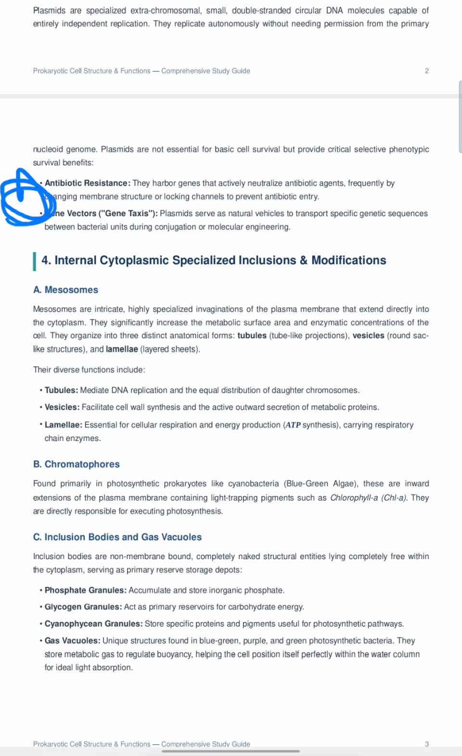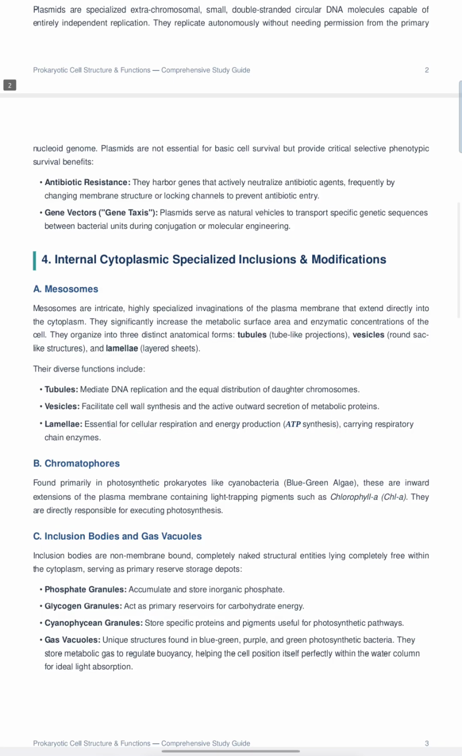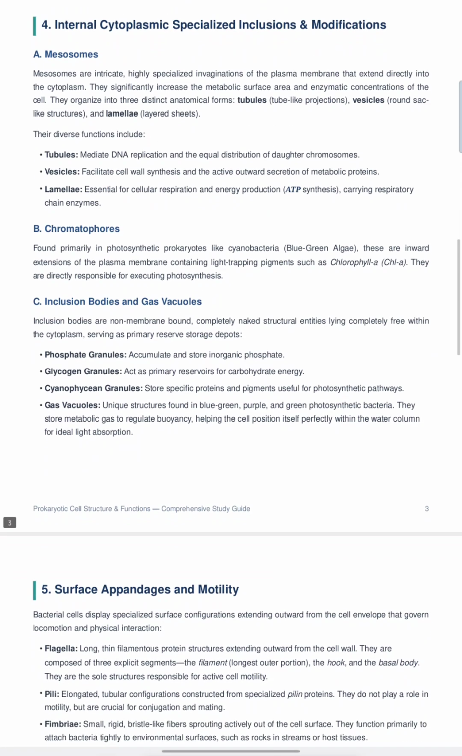They harbor genes that actively neutralize the antibiotic agent, frequently changing membrane structure and blocking the channel to prevent antibiotic entry. Plasmids are also known as gene vectors. They serve as a natural vehicle to transport specific genetic sequences between bacteria during conjugation or molecular engineering. I think that is not part of the syllabus, so we will discuss it afterwards.